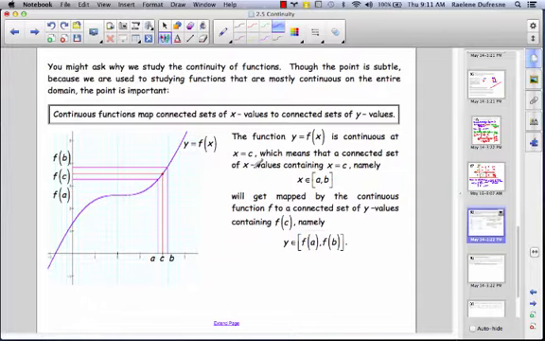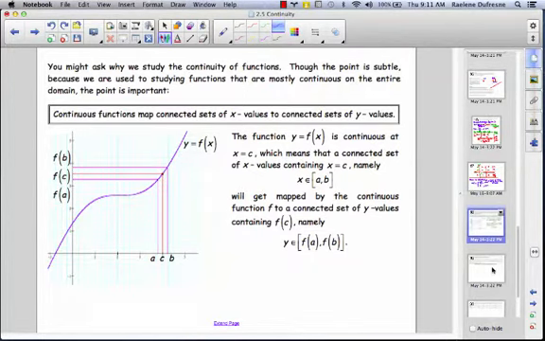of y values. So from this picture we see that when x is a, we get f of a. When x is c, the output produces f of c. And when x is b, the output is f of b. In other words, all of the x coordinates between a and b will be connected to all of the y coordinates between f of a and f of b.